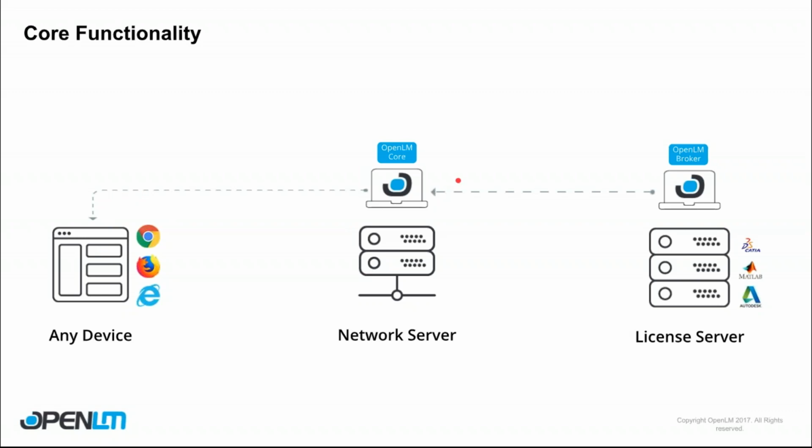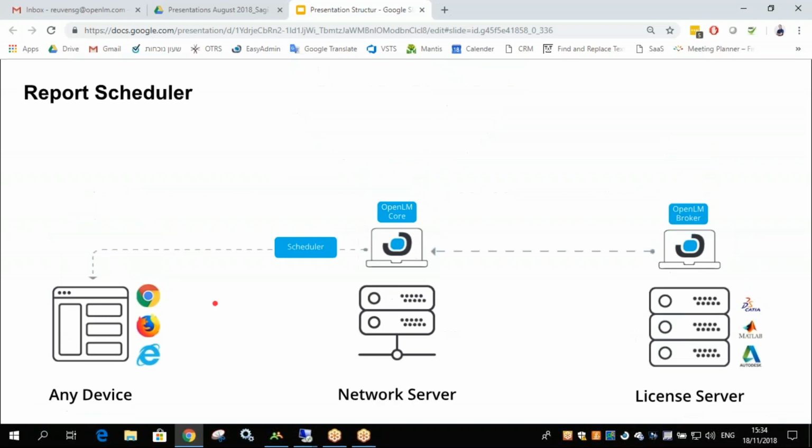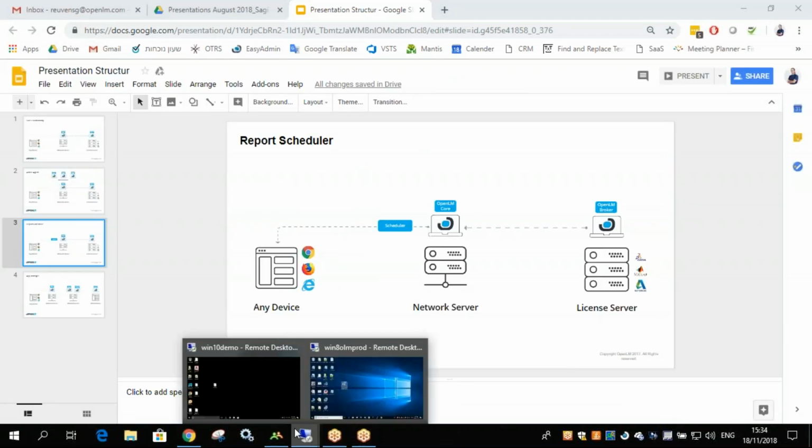Now, if you want the active agent to be enabled, you simply need to install the OpenLM agent on the workstations themselves. So you'll have both the OpenLM broker and the OpenLM agent transmitting to the OpenLM core. And from there, if you want to view your reports, it's the same process. So now let's take a look at how to actually install this extension.